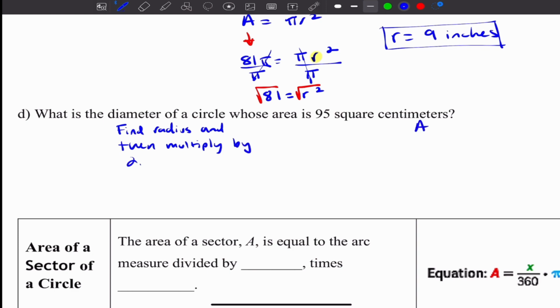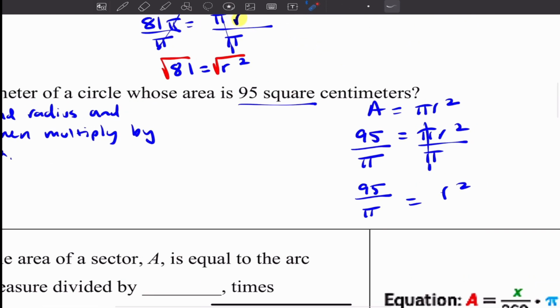So let's write A equals pi r squared. The area is given, it's 95, which is equal to pi r squared. Divide both sides by pi. So then we have 95 over pi equals r squared. Now note, it says 95 square centimeters, not 95 pi square centimeters. So we are not going to cancel any pi's out here on the left side of the equation.